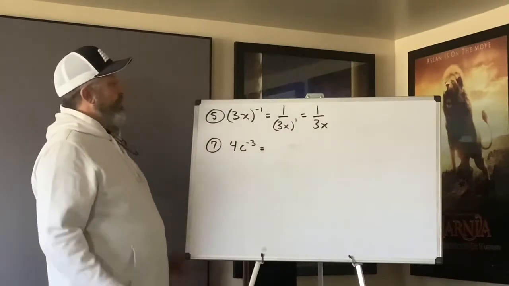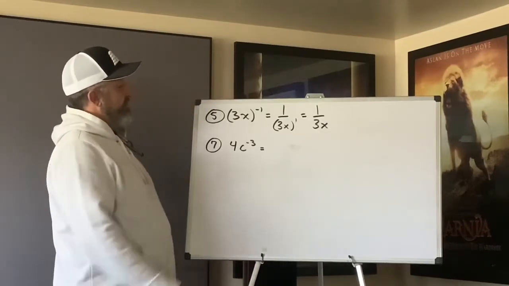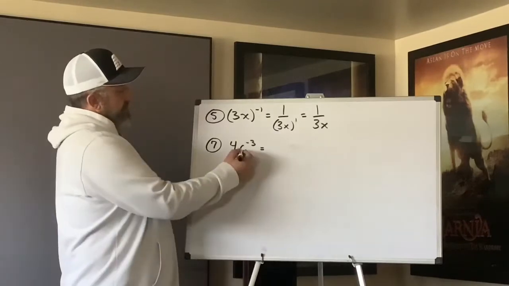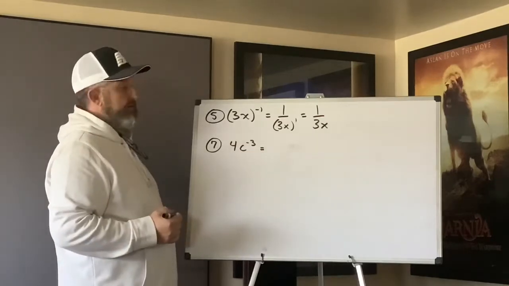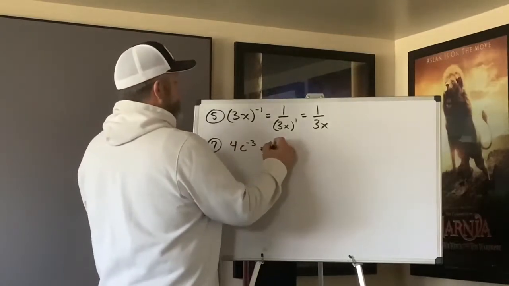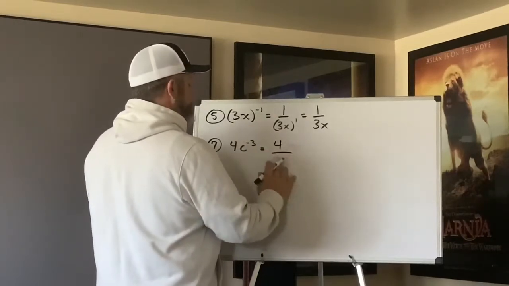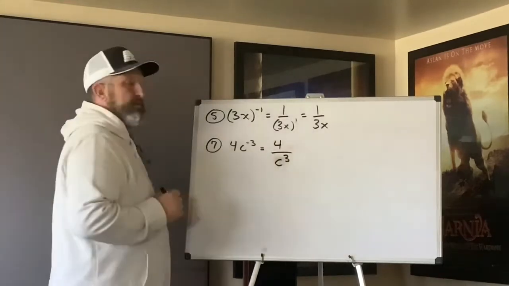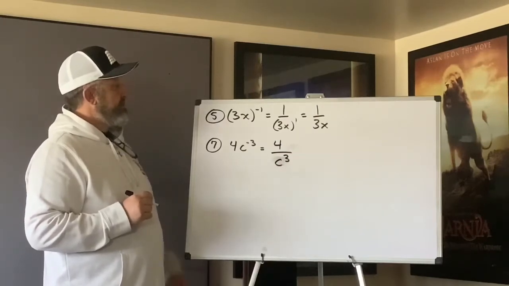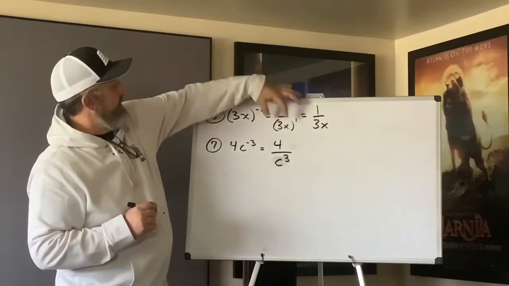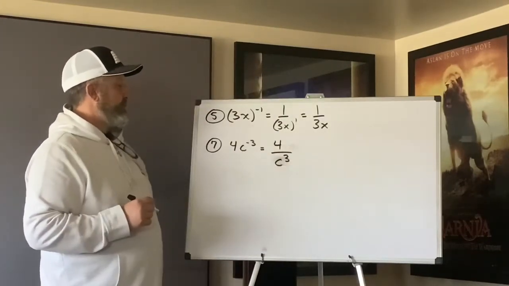All right, now what's the difference between number 5 and number 7? Well, there are no parentheses. That's the difference. So really what's happening here is only the c is being raised to the negative 3rd power. All right, so the 4 is not affected. The 4 stays on top. The c goes to the bottom. Okay? And then that's your answer. Do you see the difference though? In this case, both the 3 and the x came down. In this case, just the c came down. We don't know what c to the 3rd is, so there's no evaluating that can be done there.